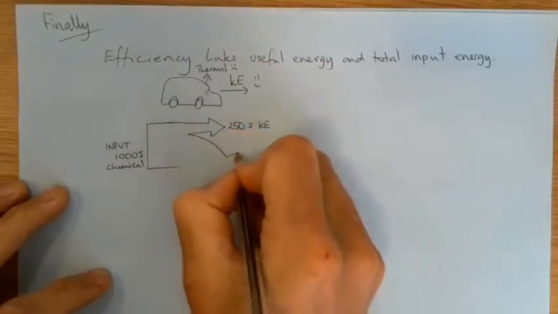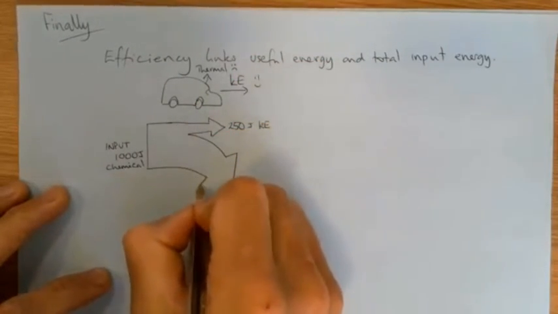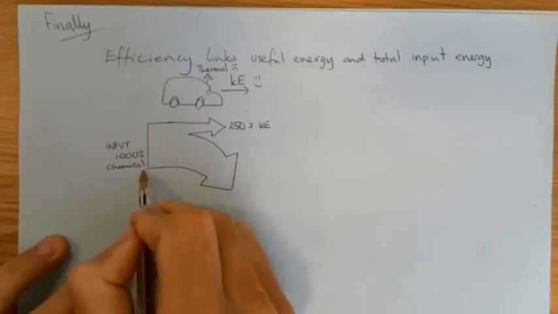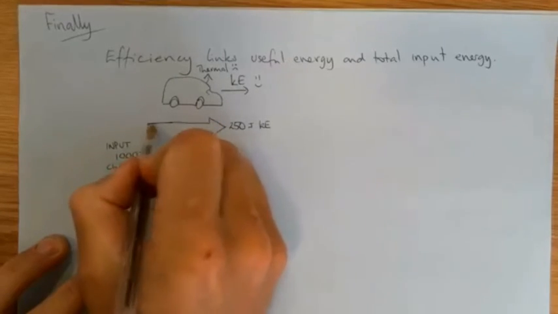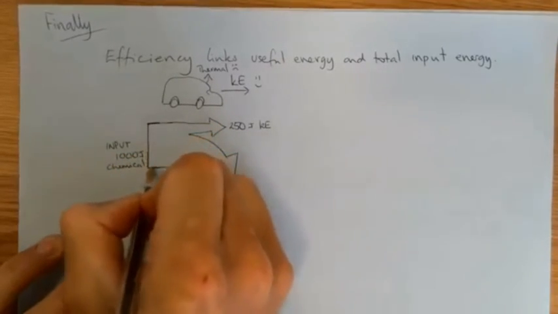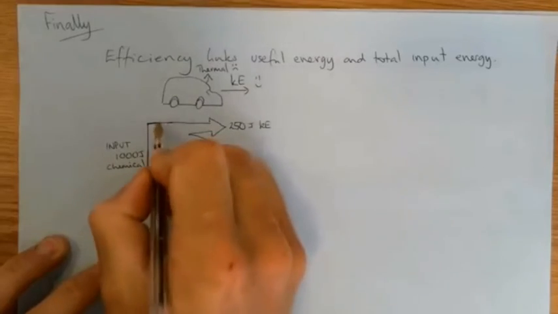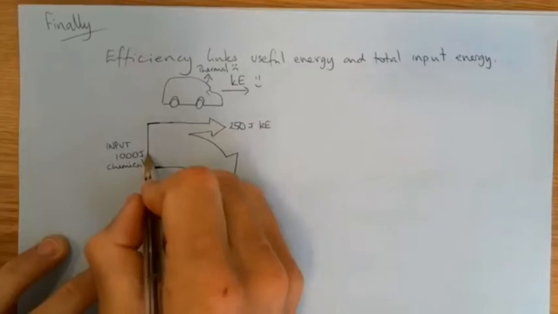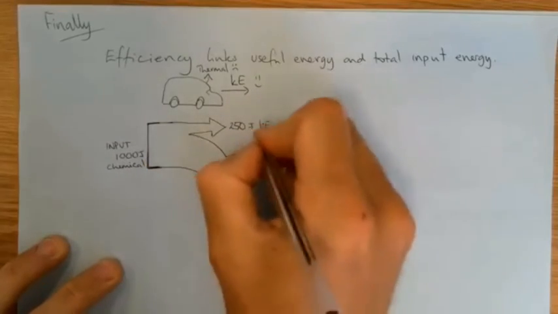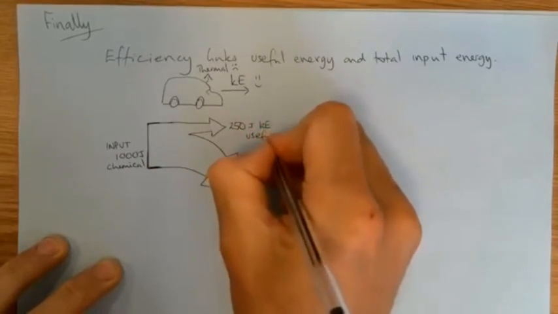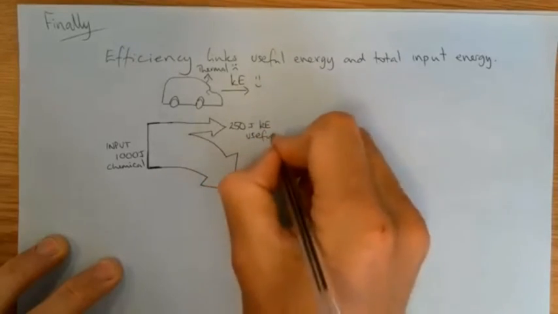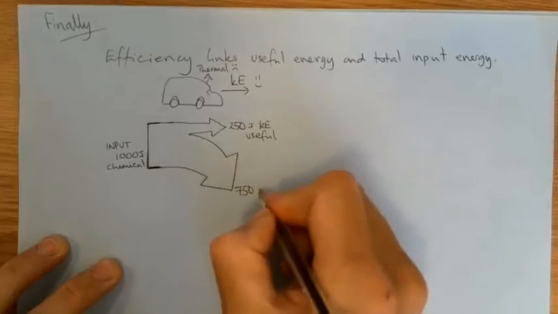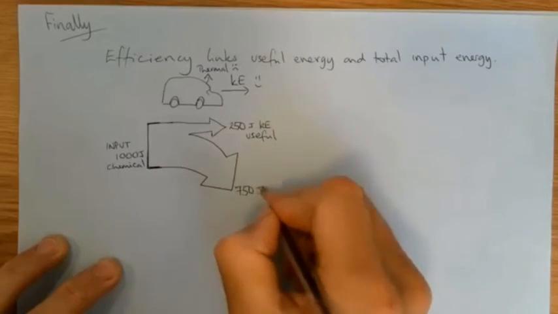And the Sankey diagram, same as before, shows that if I have 1,000 joules of energy coming in, I can't create any more. It has to be that block. I can transform it into different types of energy, but I can't lose any or create any. So if I've got 250 joules of kinetic energy, which is useful, and I've got 750 joules of wasted energy.